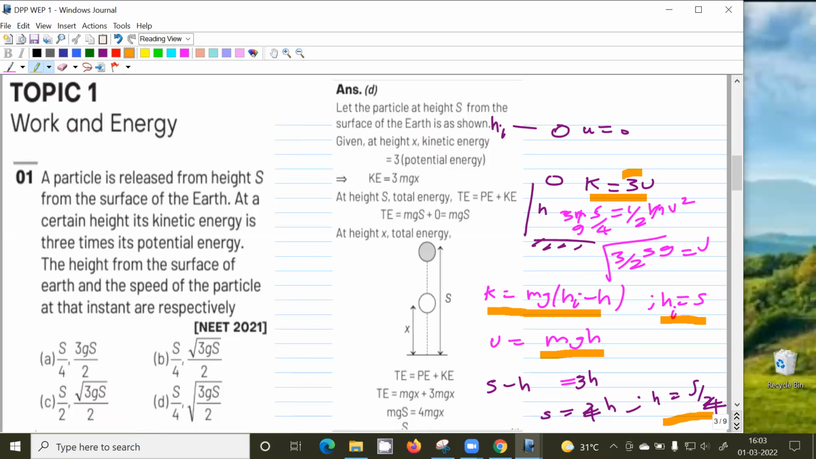Is this clear? After you get h as s by 4, you have to find the speed here, right? So that speed is half mv square, which is equal to this kinetic energy. So half mv square equal to 3 times U. So 3 times U is mgh, right? So mg and h is s by 4. So from this I'll get v as this one. Fourth option. Done.